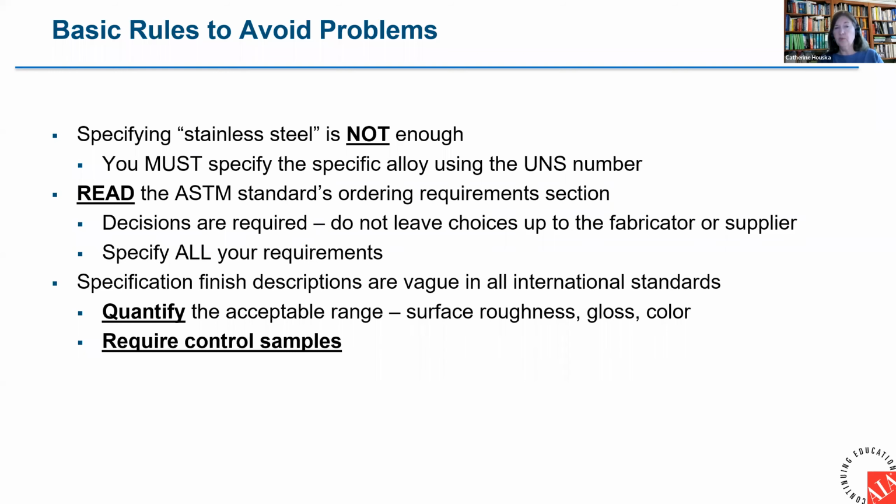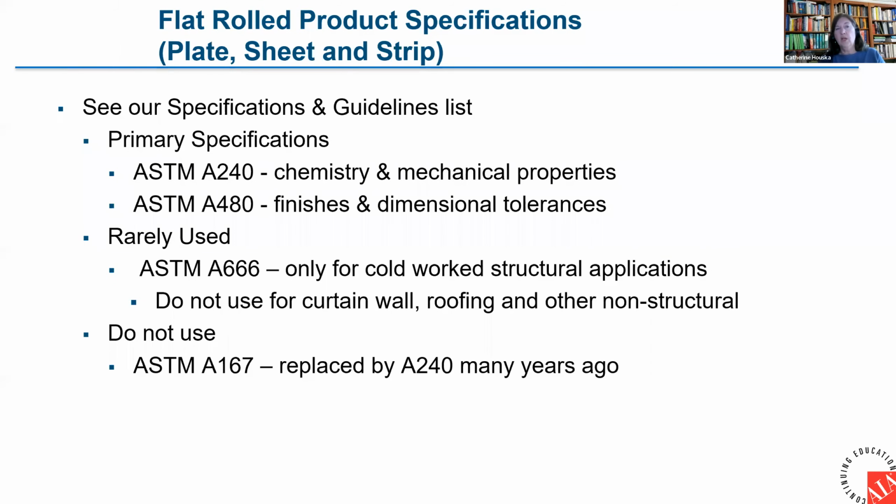It's also important to have a control sample so that you can visually see what was agreed between all parties, because you could have the same surface roughness and gloss and have a long polish line versus a short polish line or something else that will cause a change in appearance.